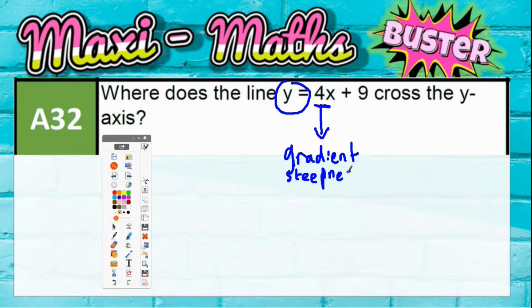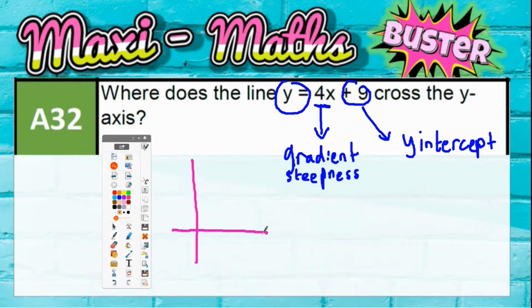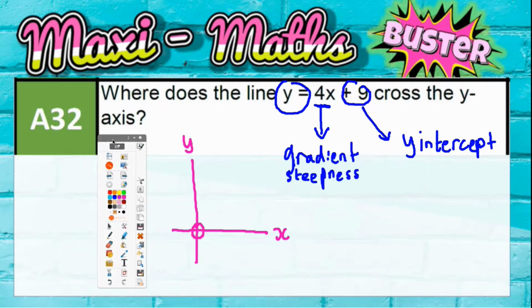So the bigger the number in front of x, the steeper the line, and the number after x is basically your y-intercept. So it tells you where the line intercepts or touches the y-axis. To cut a long story short, if you imagine a pair of axes, x-axis along the bottom, y-axis up the side, 0 is right in the middle, then what we're saying is that this plus 9 would be where the line, if we plotted it, would cut the y-axis.